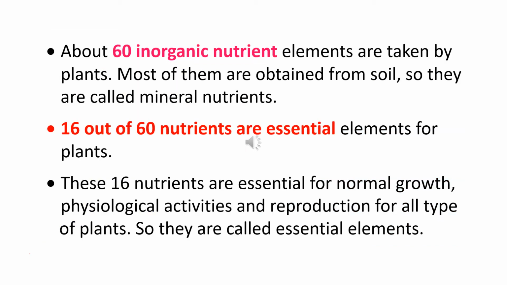Today we are going to discuss plant nutrients, that means nutrition of plants. For the nutrition of plants, some nutrients are needed, and their number is 60. Most of them are obtained from the soil, and that's why they are called mineral nutrients. Among these 60 nutrients, 16 are very important. They are very essential. Why? Because most of them are needed for growth, physiological activities and reproduction for all types of plants. So they are called essential nutrients.